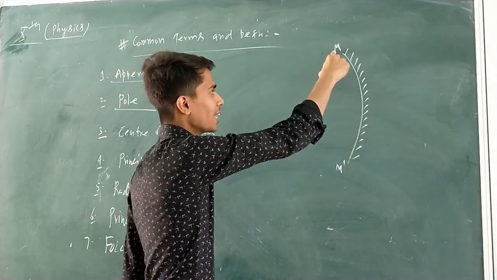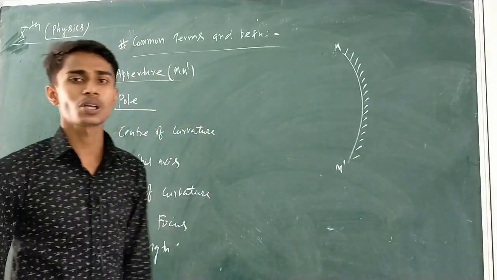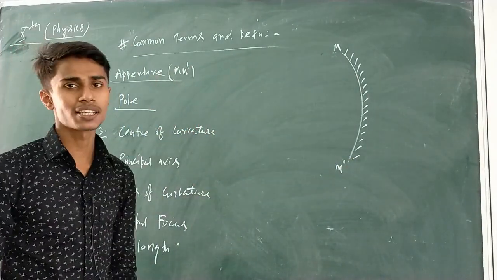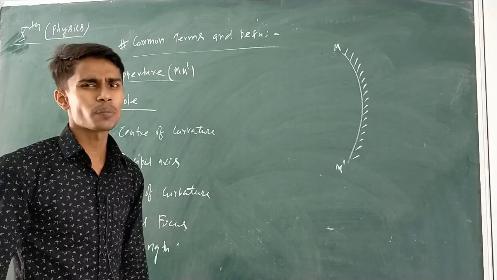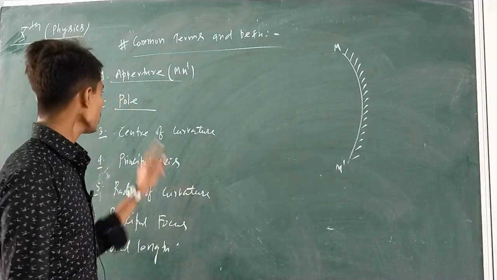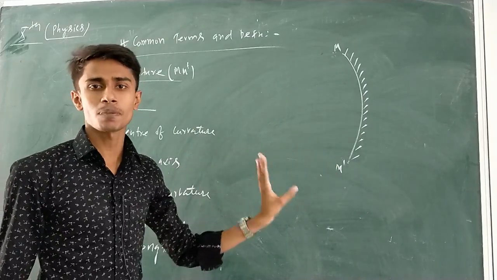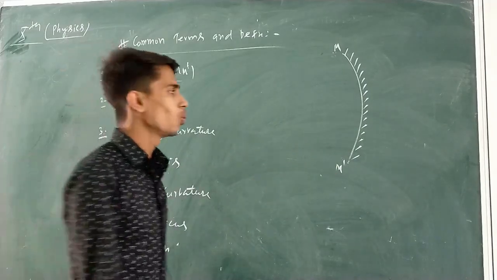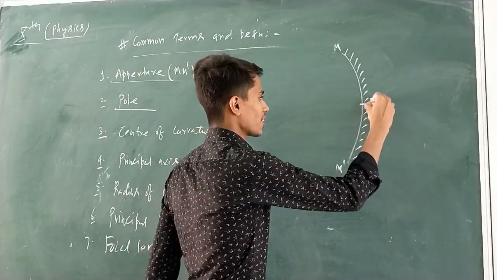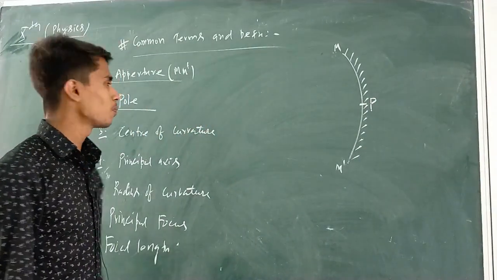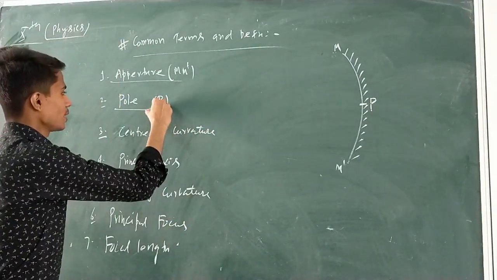M and M dash. The angular distance between two end points of the mirror is called aperture. M dash is representing the aperture, or the circumference of the mirror is called aperture. Now listen, pole. The midpoint of the reflecting surface lying on the mirror is called pole. Let this be the center of the mirror. The center of the mirror is called pole, and pole is represented by capital P.